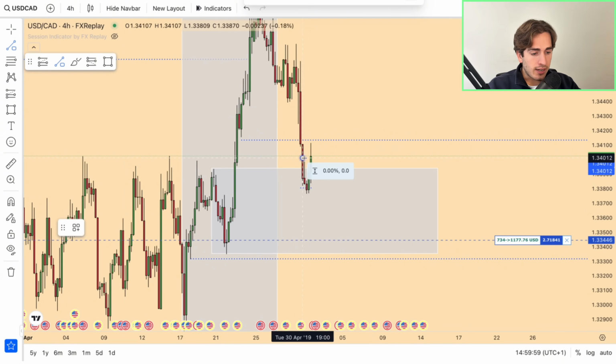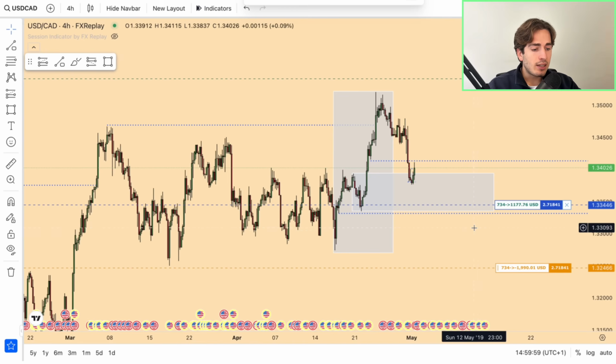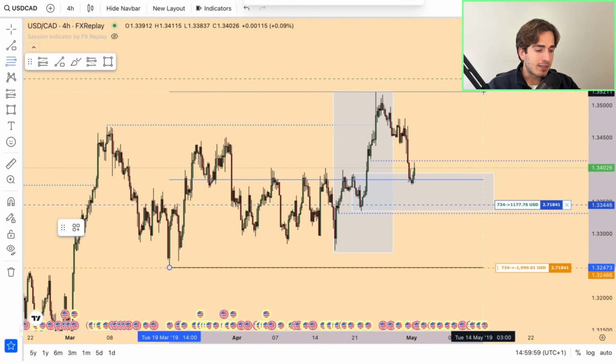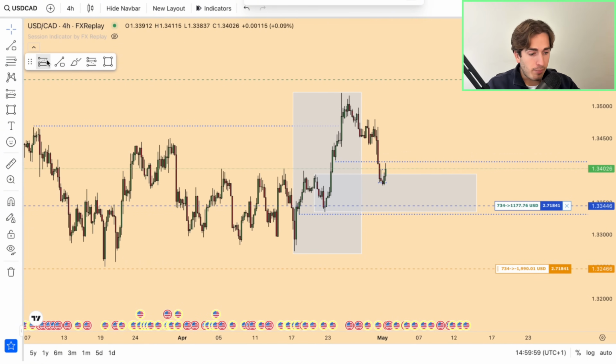We have the 4 hour change of character inside the demand zone after taking out liquidity, and the market has retraced into the 0.5 fib exactly. So this is a very valid setup. So yeah, happy to take this.